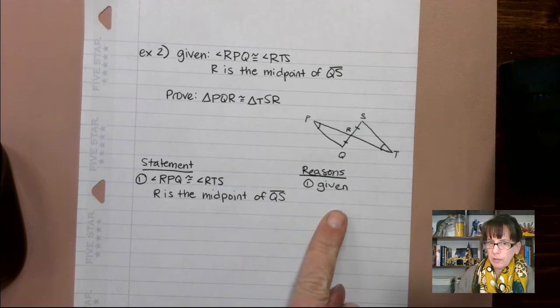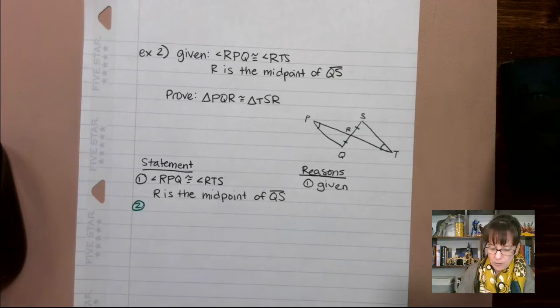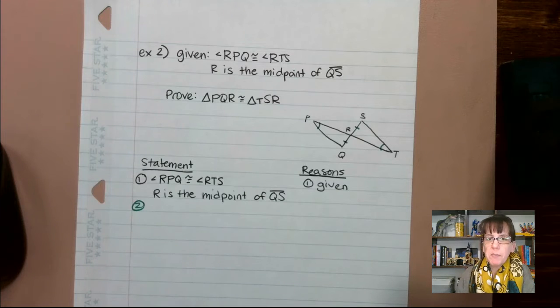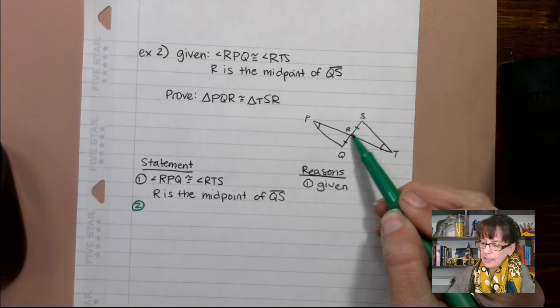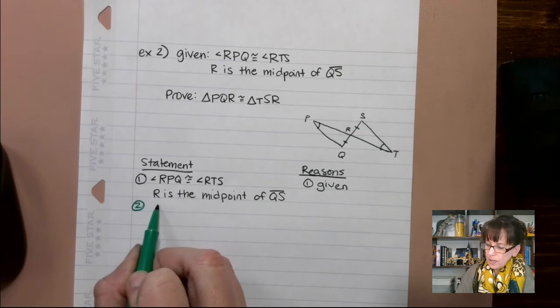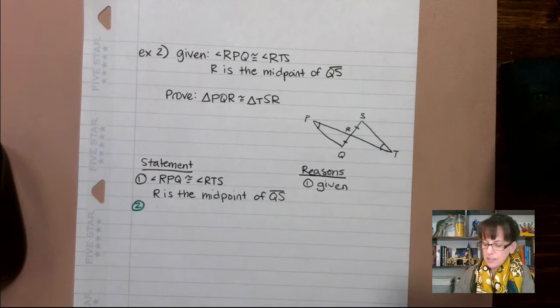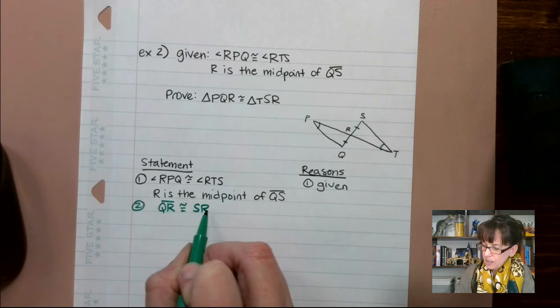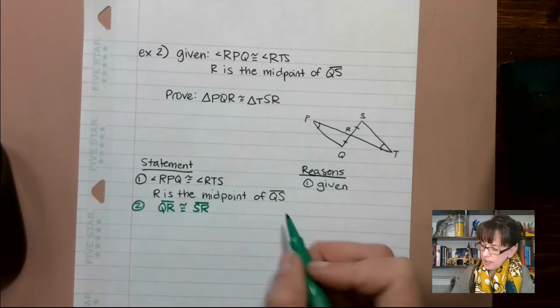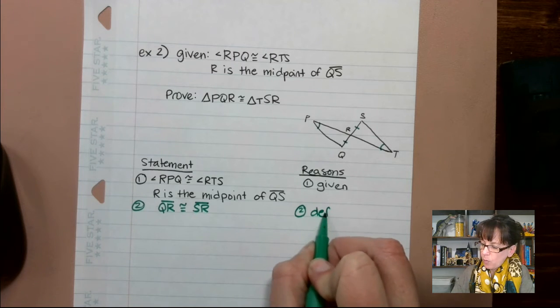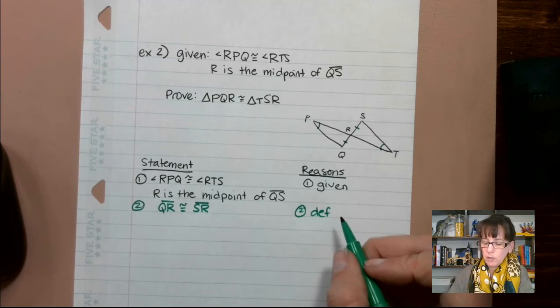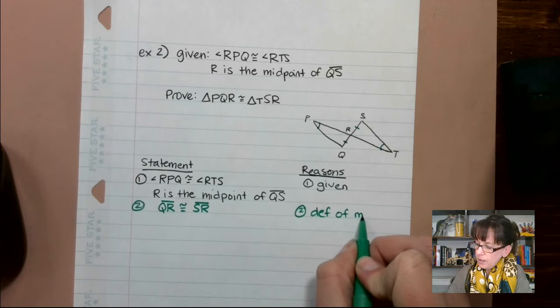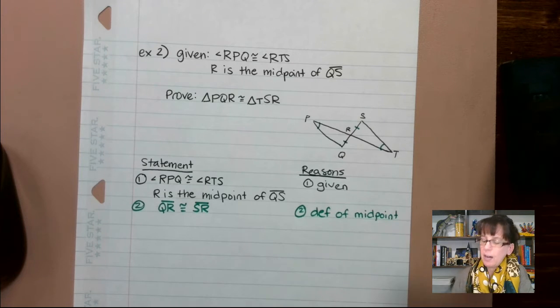So first things first, we're going to write down our given. Now in our little checklist, again, we have definitions. The definition of a midpoint is it creates two equal halves. And the way we would write that mathematically is QR is congruent to SR, because I'm going from the outside in. I think I said equals, and I'm sorry, I didn't mean to say that. And that is because of the definition of a midpoint, which says that it creates two equal halves. So, def of midpoint.